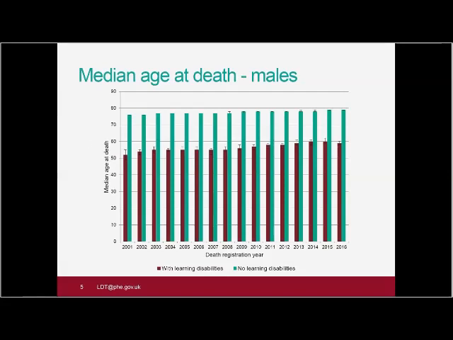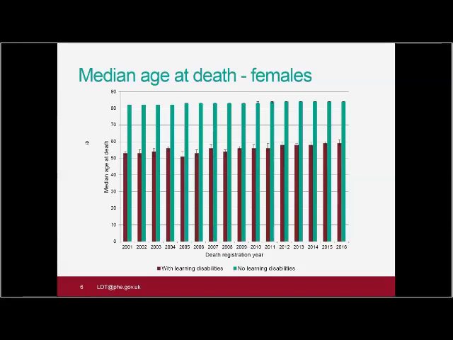But the overall trend is clear enough. The gap in age at death is closing and has been over most of this period. So if we go to the next slide, slide 6 shows that for women, the gap is larger. Now, Donna, could you please flip the slides backward and forward a couple of times to show that difference? Women without learning disabilities die at older ages than men without, whilst women with learning disabilities die, if anything, at younger ages than men with learning disabilities.